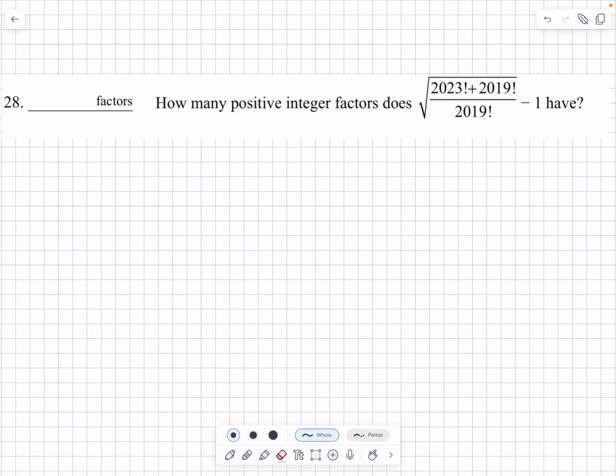Question 28. How many positive integer factors does root of (2023 factorial plus 2019 factorial) over (2019 factorial) negative 1 have? So let's say letter n is 2020. Now, if we put n as 2020, we can rewrite our root as this.